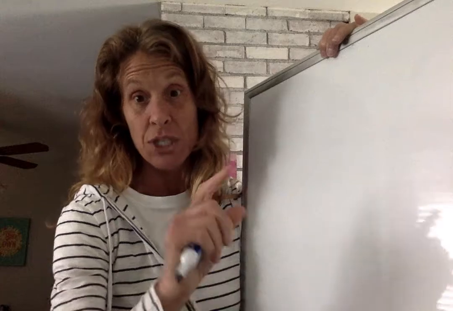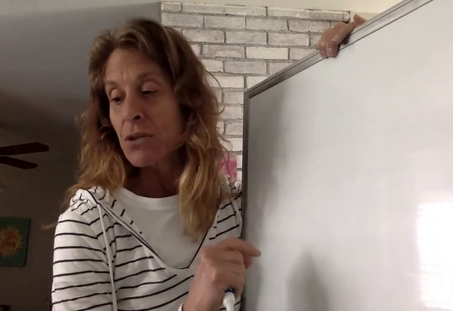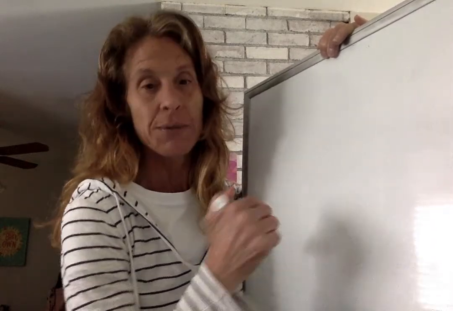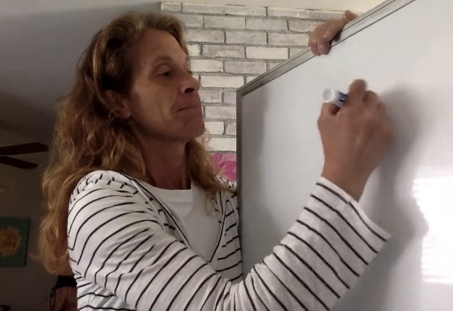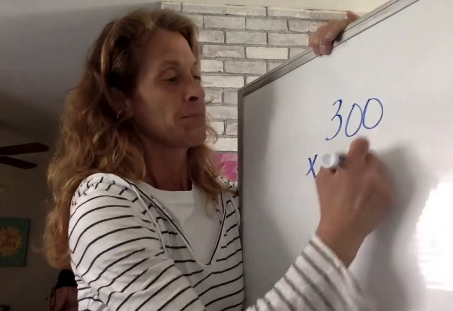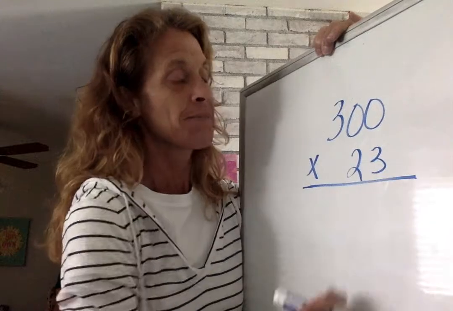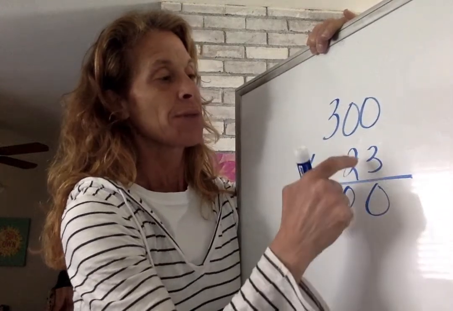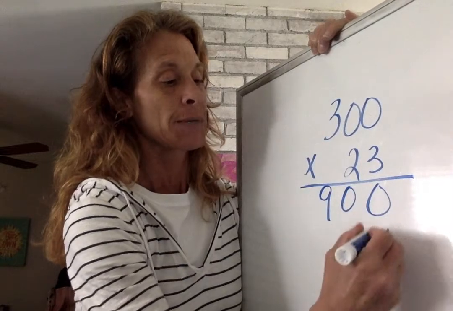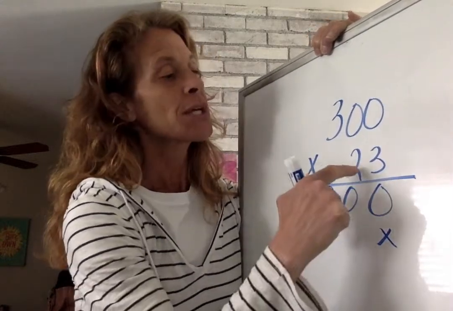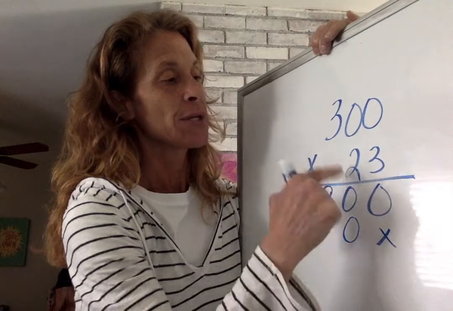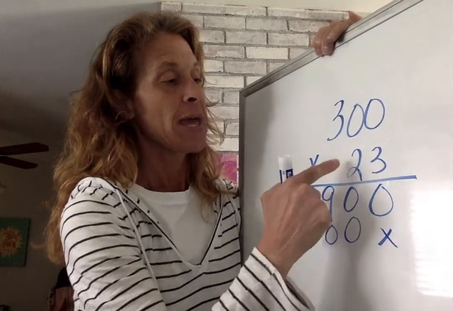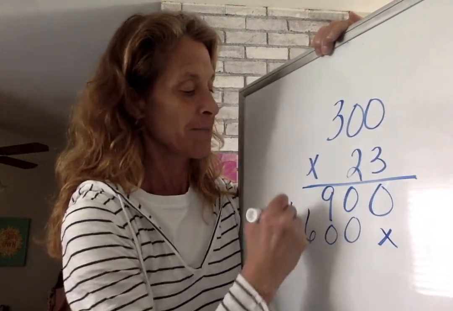We'll do one more, and then I think you guys get the hang of it, and we'll move down to another section, which is going to be different. So number 2 is 300 times 23. Okay, 3 times 0 is 0. 3 times 0 is 0. 3 times 3 is 9. Mark my spot. 2 times 0 is 0, 2 times 0 is 0, and 2 times 3 is 6.